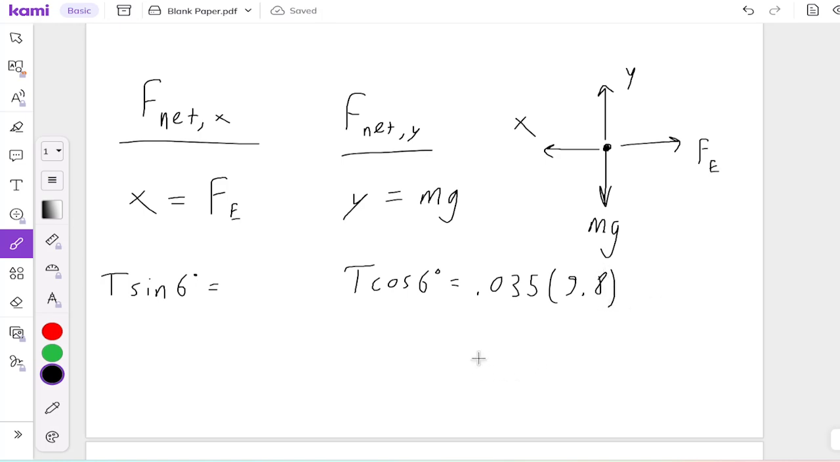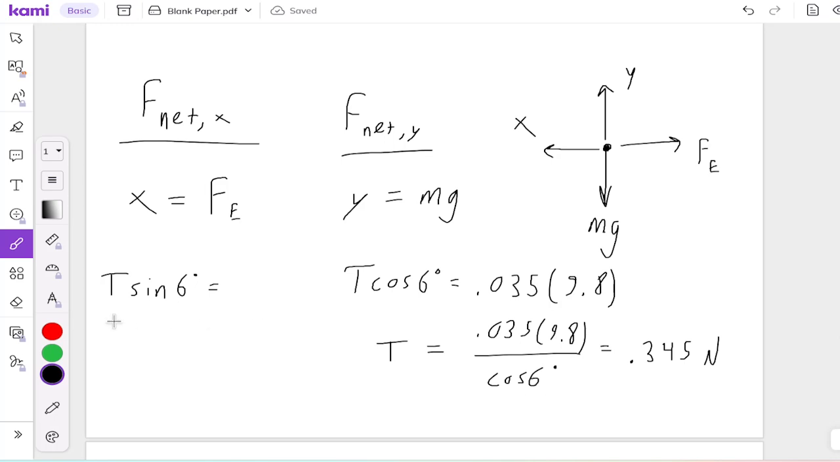So I can solve for T, even if I don't know why I'm solving for T, which I will, by dividing both sides by cosine 6. Make sure your calculator's in degrees. And we'll get a tension of 0.345 newtons. That's the tension in the rope. I know, that's a ginormous tension. A lot of strain on this system.